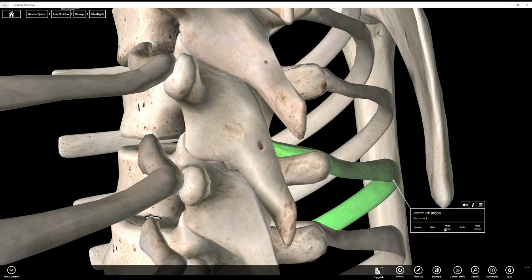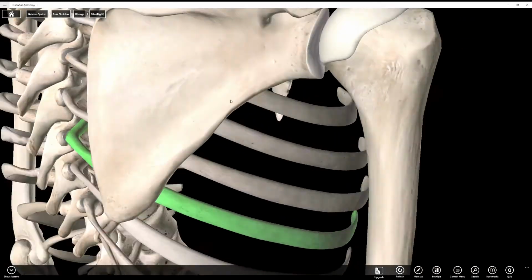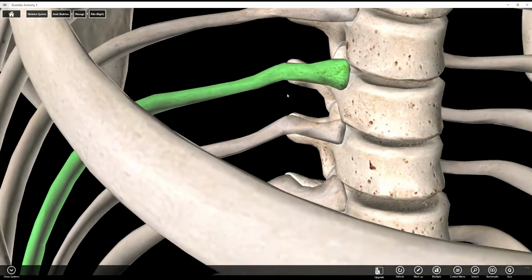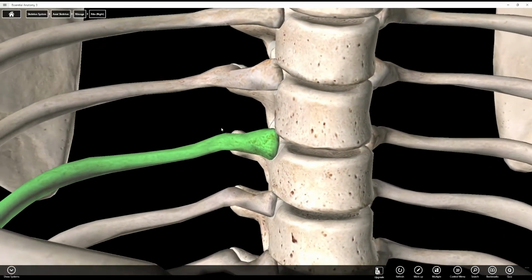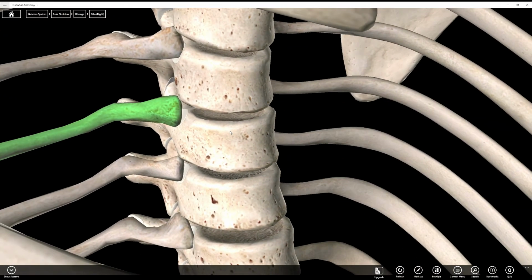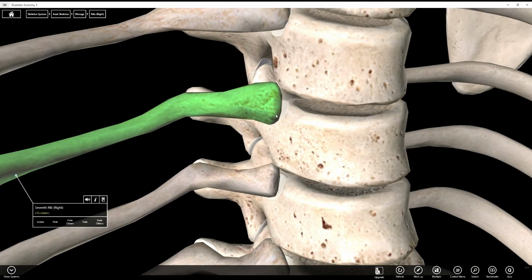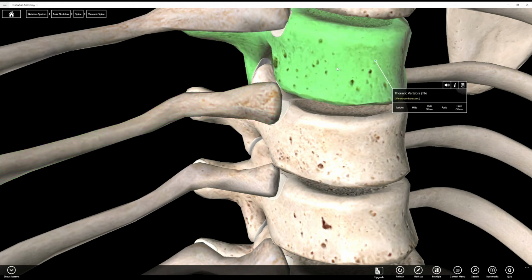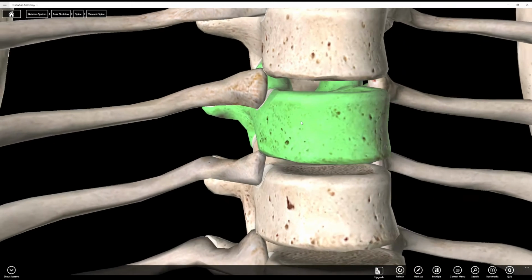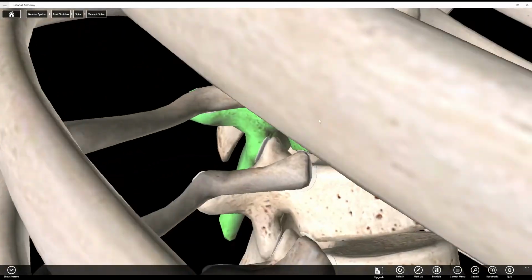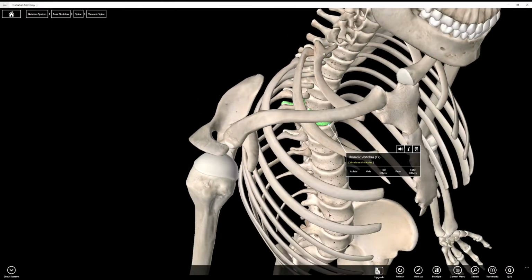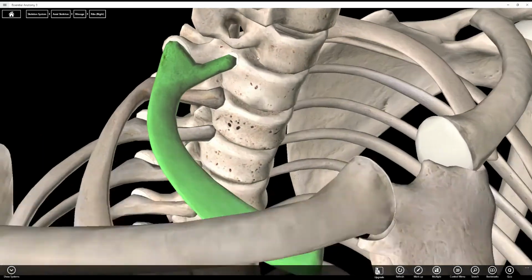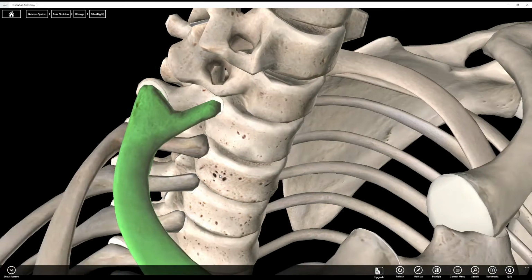Now I'm going to bring everything back and show you something that's kind of interesting, and it's one of the few differences between some of the ribs. If you look at this rib 7, it's tough to see, but you can tell it's actually attaching to two vertebrae. So here's rib 7 attaching to T6 and T7. That's because it has two costovertebral facets instead of just one, like for example, rib 1, which just has one attachment to the vertebral body.